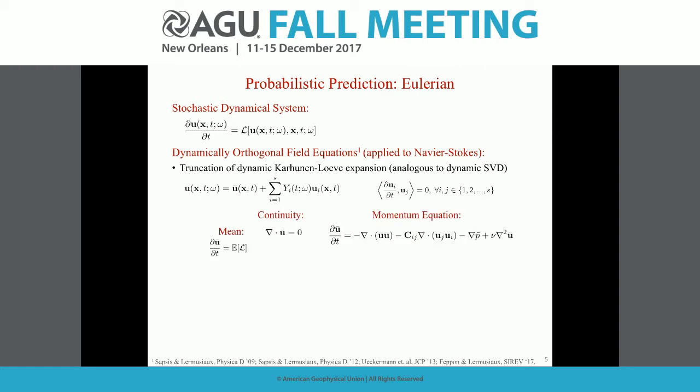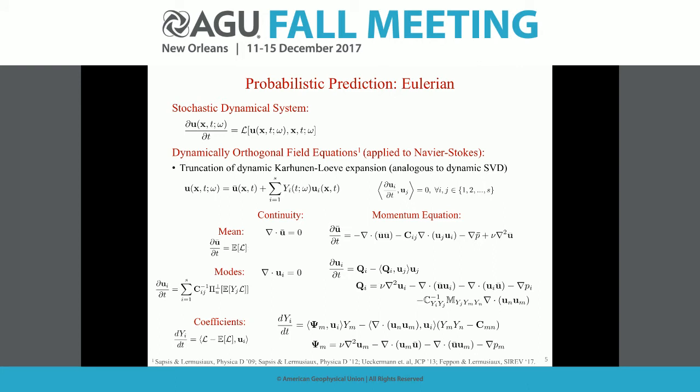Then we can find out how the mean changes by taking an expectation operator of the dynamical system, the modes from performing a Galerkin projection, and the coefficients. The main takeaway is that the mean itself is changing with the modes, and the modes are also affected, interacting with the other modes and the mean itself.